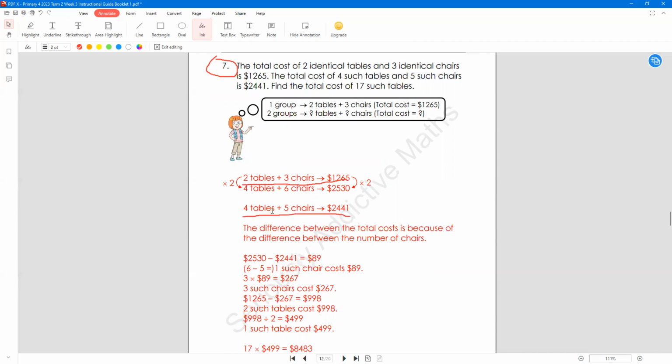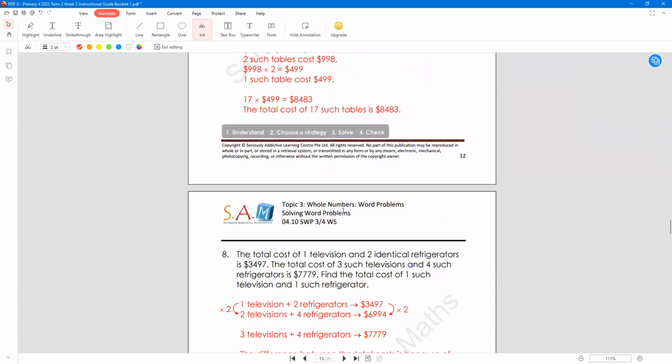Now you need to remove one. So take one equation minus the other. In order to do that, you can multiply the first equation by 2, which will give you 4 tables, 6 chairs, and 1265 times 2. Now, if you take this equation minus this equation, 4 tables minus 4 tables equals 0 tables. 6 chairs minus 5 chairs equals 1 chair. The idea is to find out the value of one item. So 1 chair will equal 52530 minus 2441. Okay, so teach them this method.